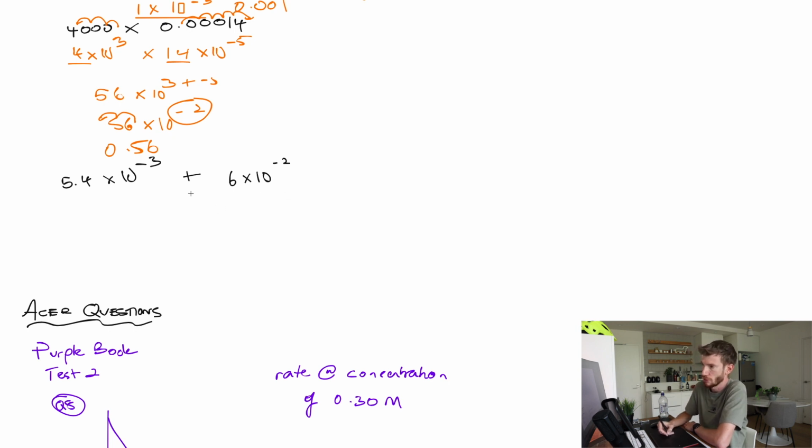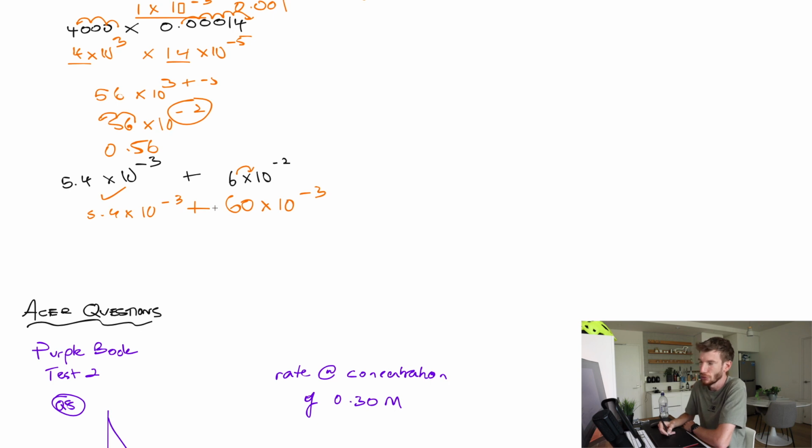So let's switch them both to 10 to the negative 3. This one's already good to go. This one here, if I was to make it 10 to the negative 3, I would have to move it 1 spot more to the right, which would then bring it up to 60. Any empty spots that I'm jumping over get filled in with zeros. So this would be like 60 times 10 to the negative 3. So I've got 5.4 times 10 to the negative 3 plus 60 times 10 to the negative 3.